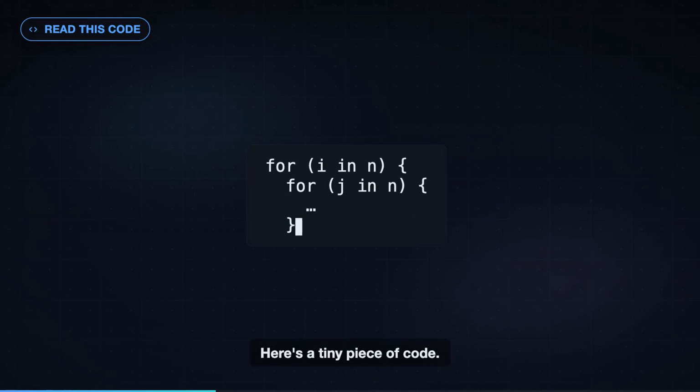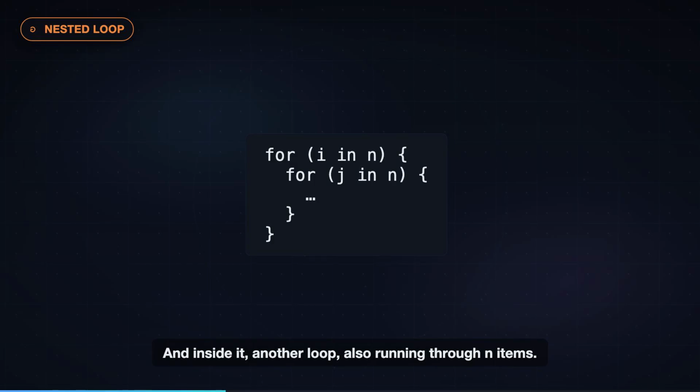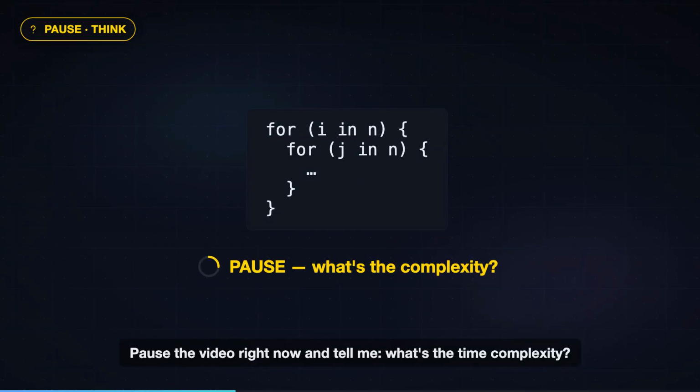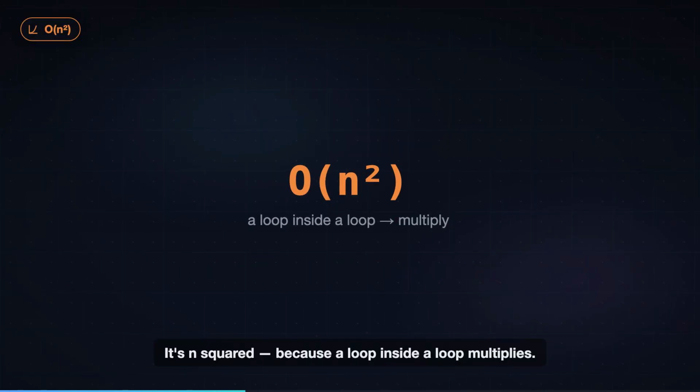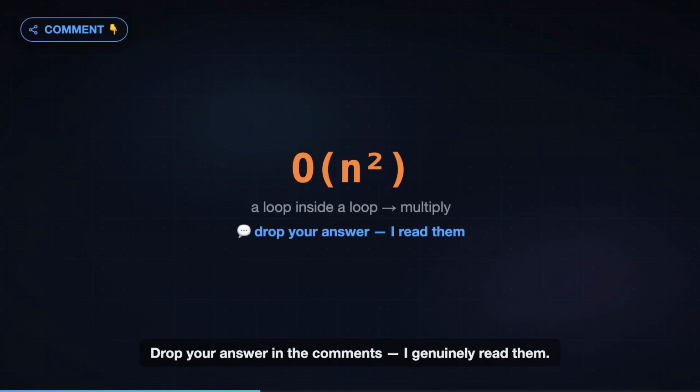Okay, your turn. Here's a tiny piece of code. One loop running through n items. And inside it, another loop, also running through n items. Pause the video right now and tell me, what's the time complexity? Think about it. Got an answer? It's n squared, because a loop inside a loop multiplies. If you got that, you're already ahead of most people. Drop your answer in the comments.